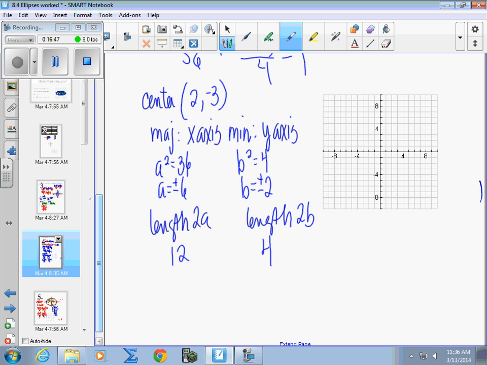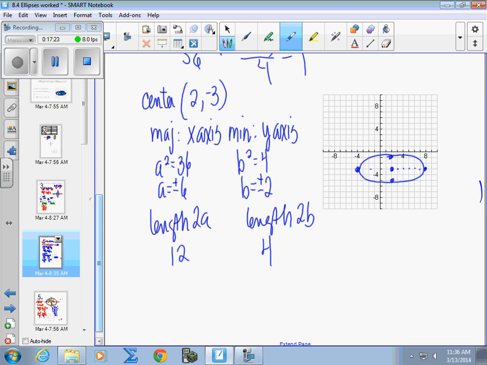The first thing we want to do is graph the center. So the center is at 2 and -3. The major axis is the x-axis. We're going over 6 units: 1, 2, 3, 4, 5, 6 units. We're going in the other direction, 6 units: 2, 4, 6 units. The minor axis is the y-axis. We're going up 2 units, down 2 units. So when we graph our picture, we have something that looks like this.